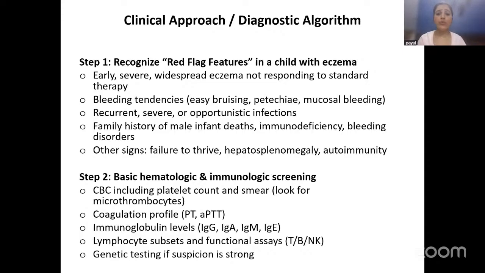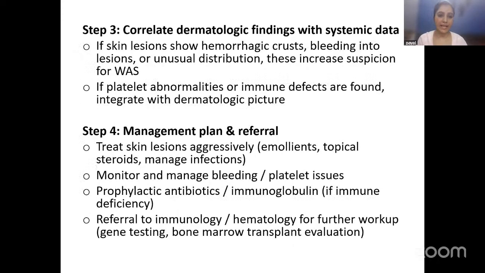Basic hematological and immune screening includes a CBC with peripheral smear, a coagulation profile, immunoglobulin levels. We are looking at a lymphocyte subset analysis, which has to be interpreted. Remember, you interpret the absolute lymphocyte count or absolute neutrophil count in respect to the age of the child, and genetic testing or NGS, if the suspicion is strong, will give you the diagnosis. Correlate the dermatological findings with systemic data, and management is to treat the skin lesions, monitor infections, and eventual referral to an immunologist or a hematologist for gene testing or bone marrow transplant.